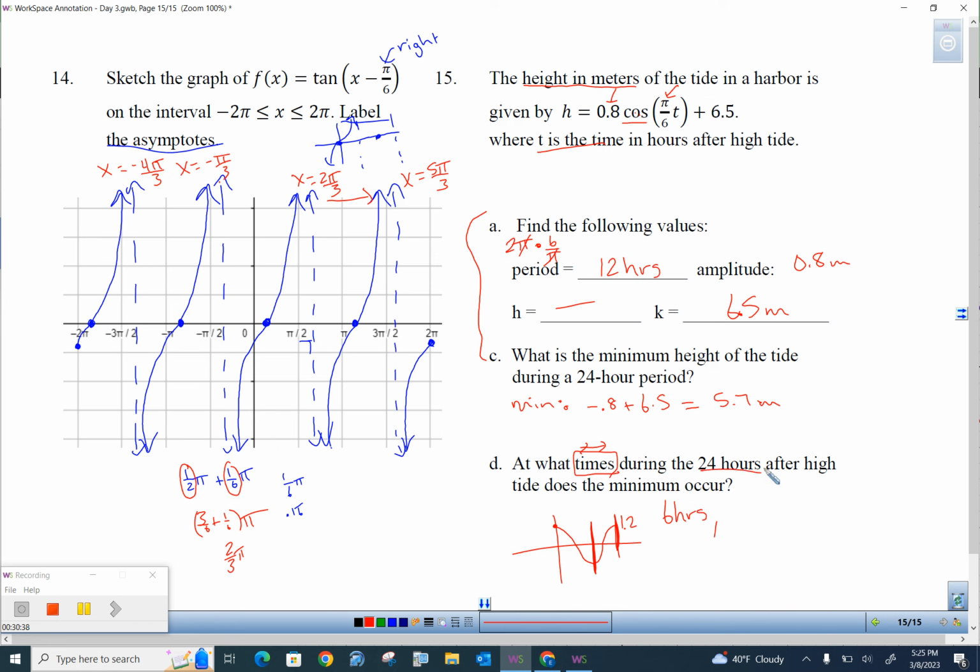But it says during 24 hours, so we want to do this cycle again. So if this is 24, we need to know what this is. But if you recall, we know that every time the period completes, we hit another maximum or another minimum. All we have to do to get the next one is add 12 and know that our next one happens at 18 hours.